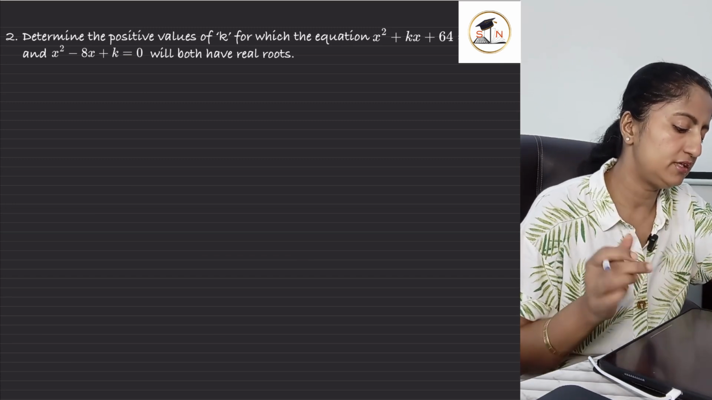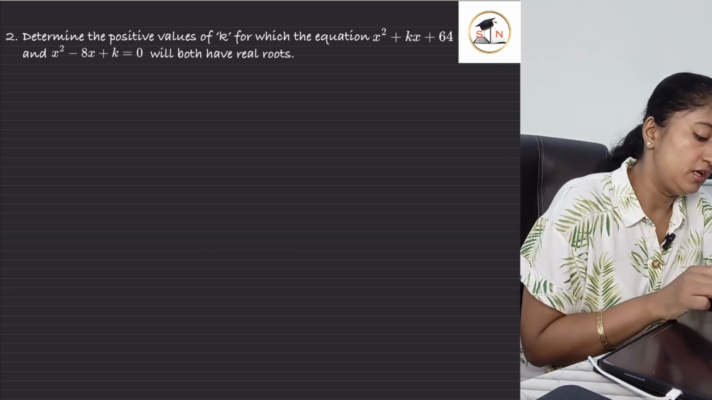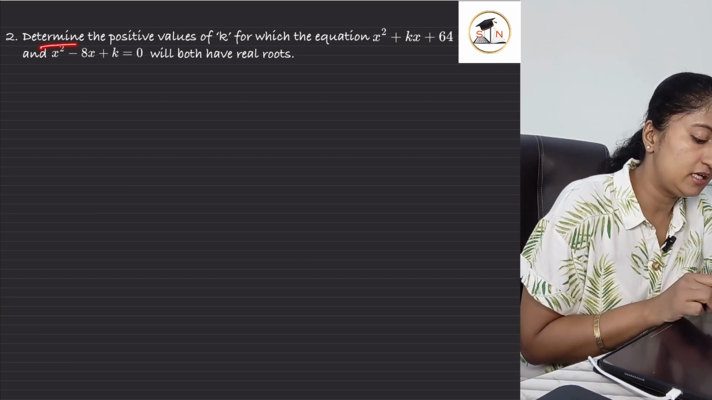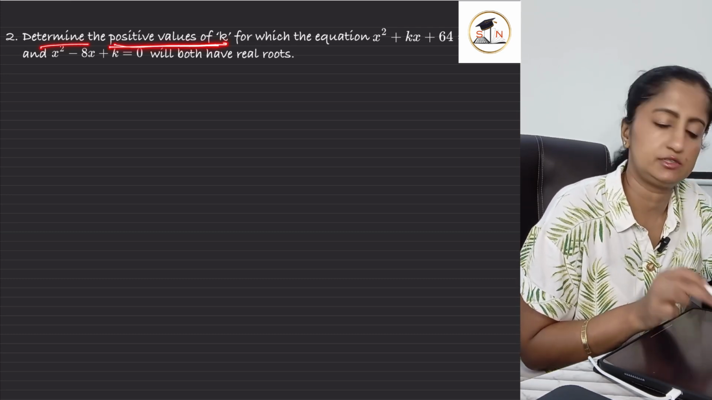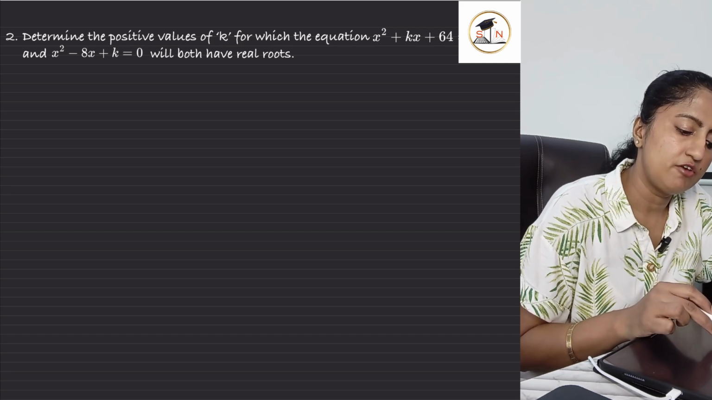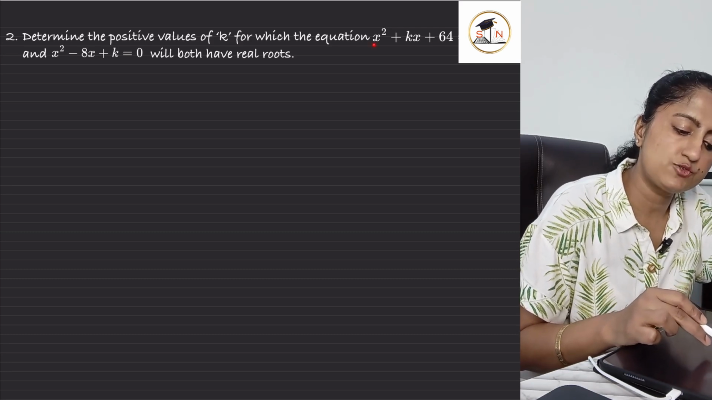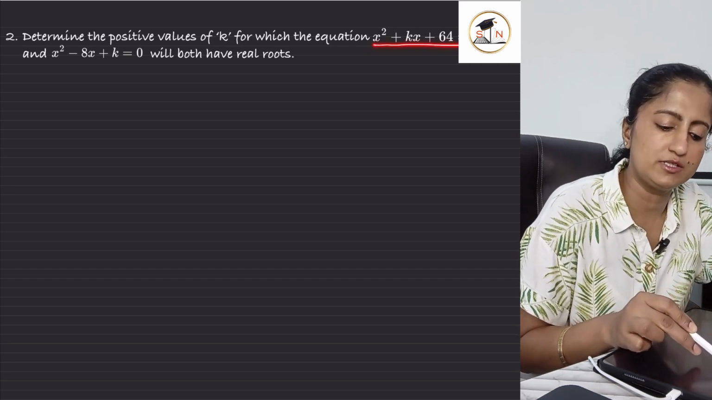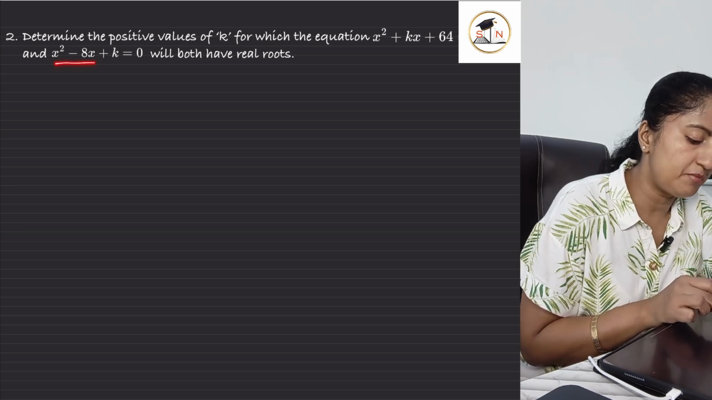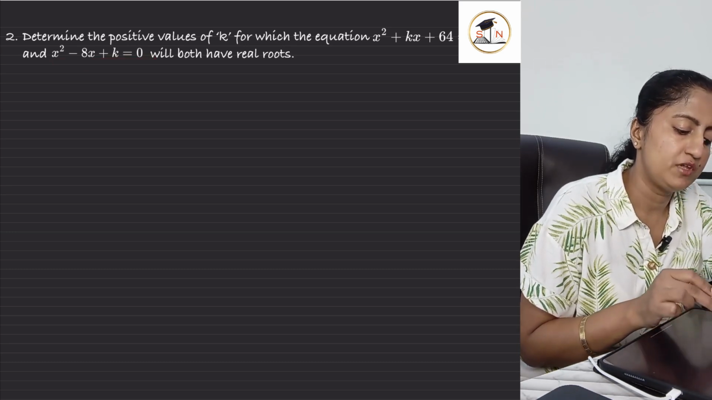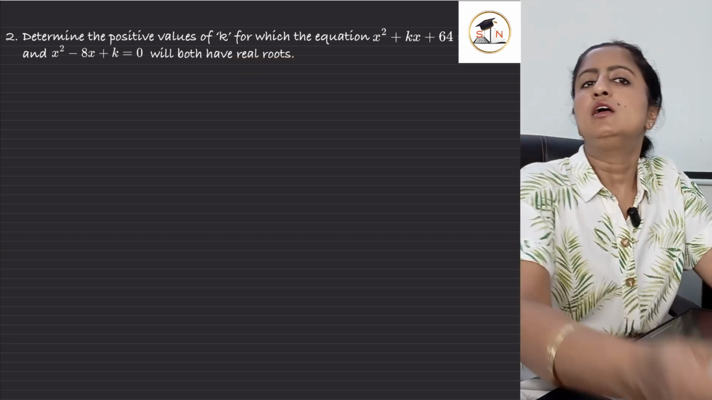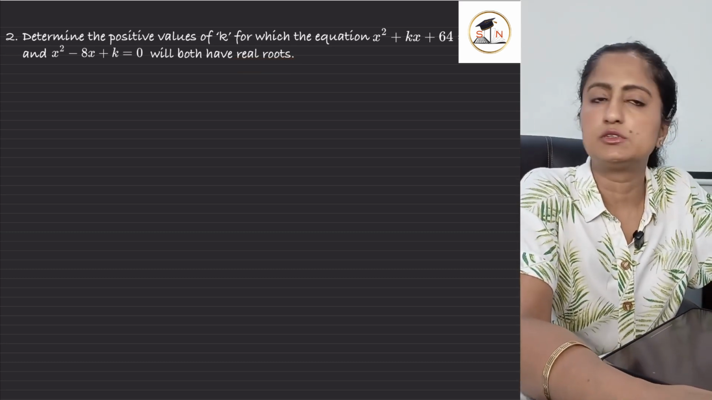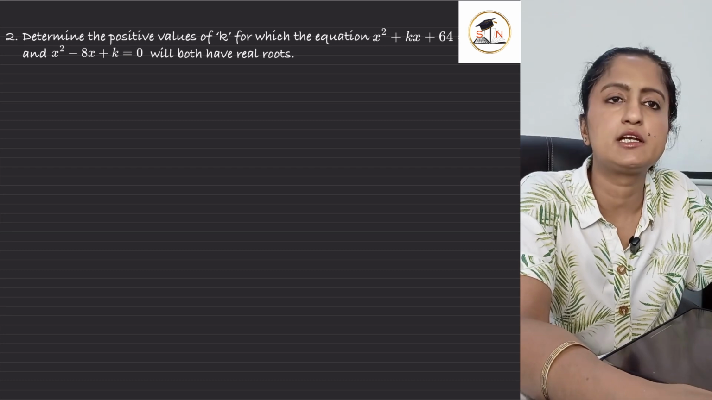Now, moving on with the second question. The question says, determine the positive values of k, emphasizing on positive values. Positive values of k for which the equation x square plus kx plus 64 equals 0 and x square minus 8x plus k equals 0 will both have real roots. Now, they are just talking about real roots. They are not talking about distinct real roots.